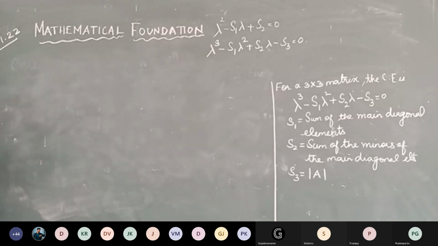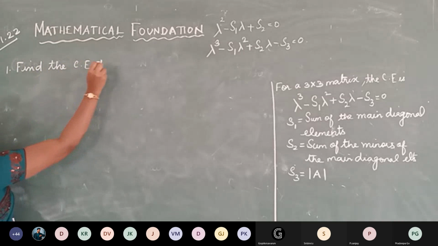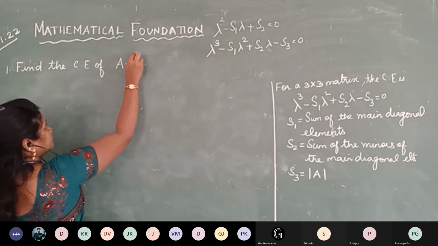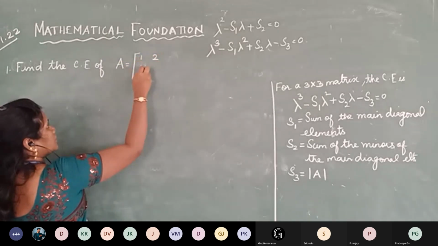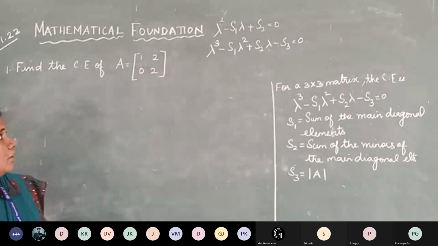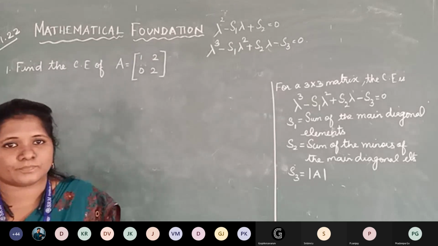So your first problem: find the characteristic equation. Find the characteristic equation of the matrix A is equal to 1, 2, 0, 2. It is a 2 cross 2 matrix. 1, 2, 0, 2. First listen, then you can write it down.